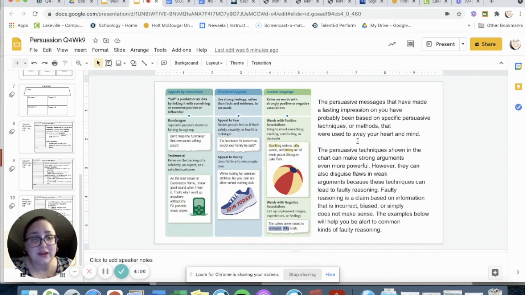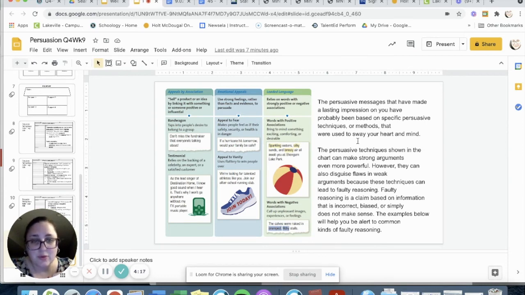The persuasive techniques shown in the chart can make strong arguments even more powerful. However, they can also disguise flaws in weak arguments because these techniques can lead to faulty reasoning. Faulty reasoning is a claim based on information that is incorrect, biased, or simply does not make sense.